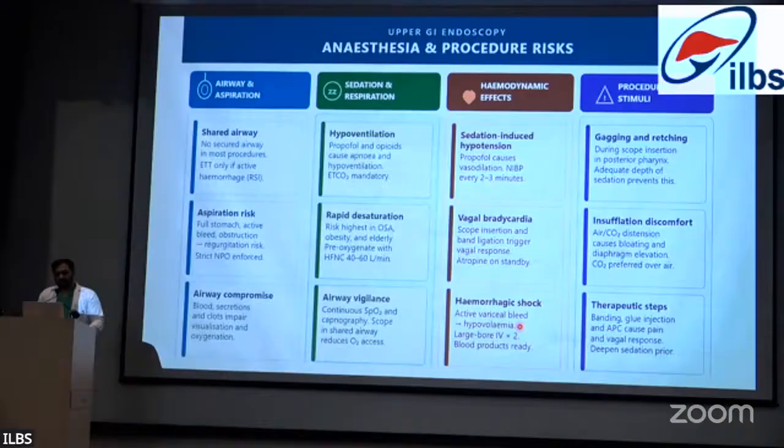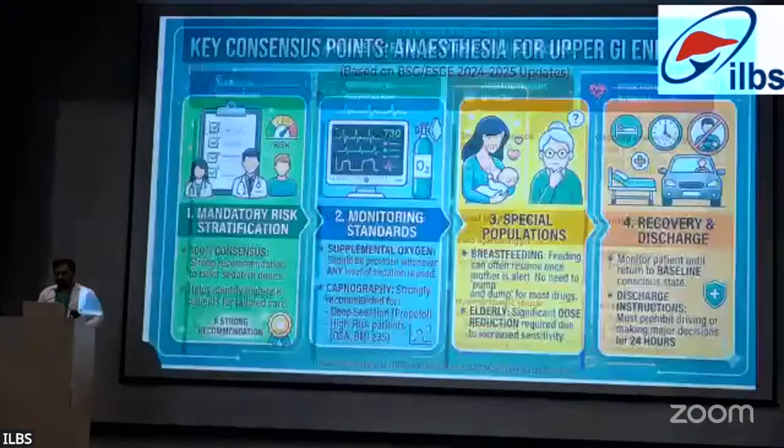In a patient who is coming with an active variceal bleed, there is always a risk of hemorrhagic shock, so in those patients, 2 large bore IV cannulas with blood products should be ready. Because of the scope insertion, there can be gagging and retching. Because of the insufflation of gas, there can be diaphragmatic splinting, decrease in FRC, and respiratory distress. These all should be kept in mind. During therapeutic procedures like banding, glue injection, and APC, there can be pain and vagal response, so before these procedures, the sedation should be deepened.